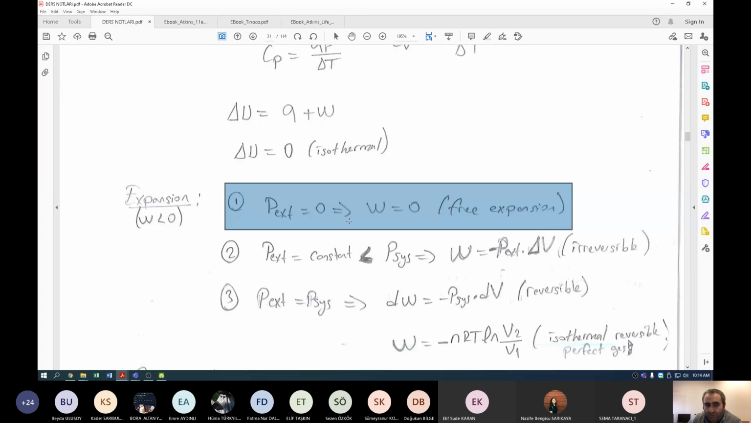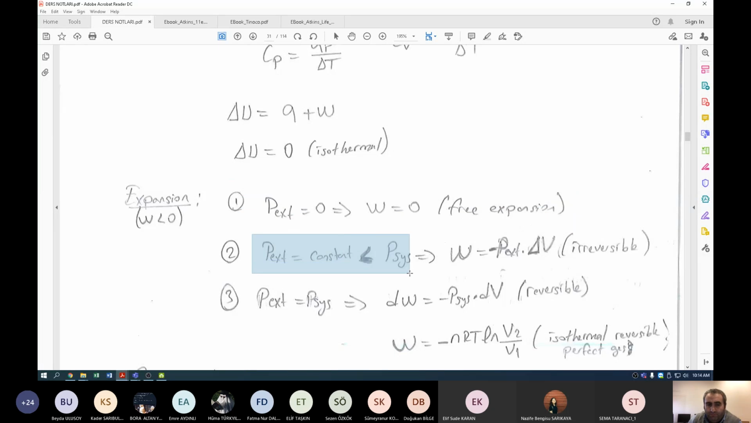When its external pressure is 0, the work has to be 0. Then heat has to be equal to the internal energy. When P external is constant but smaller than P system. If it is larger than P system, it's not an expansion, it's compression, right? If the P external is greater than P system, then the system, instead of expanding, shrinks. So it is a compression. But over here, P external has to be smaller than P system. If it is smaller than P system, we call it irreversible expansion, which is given by this formula.